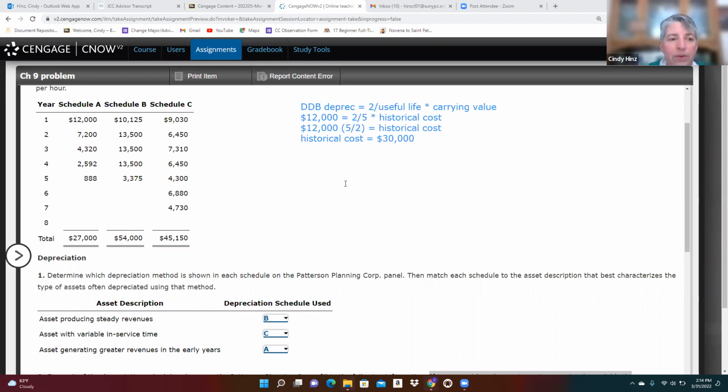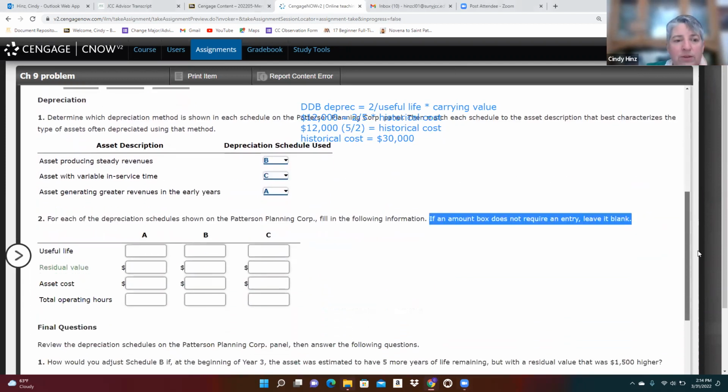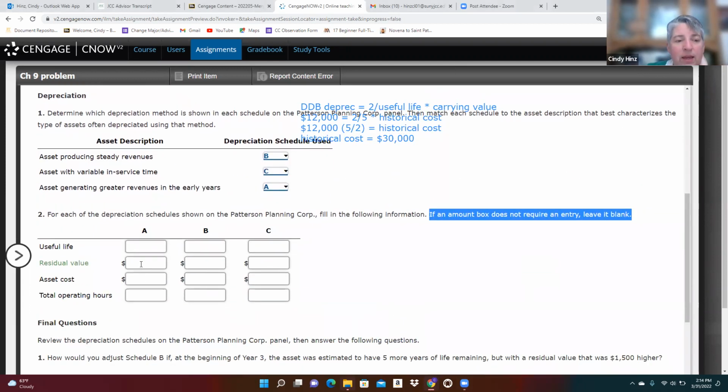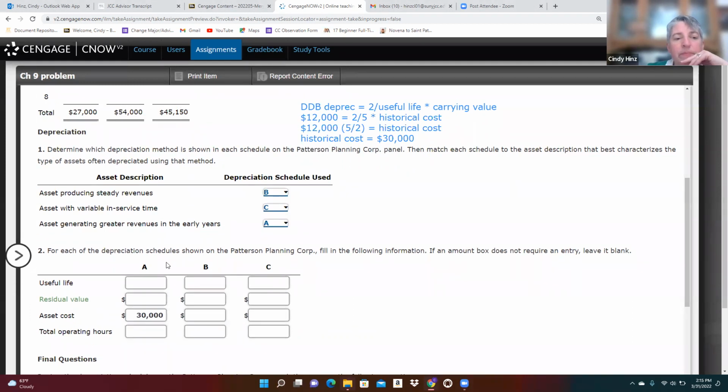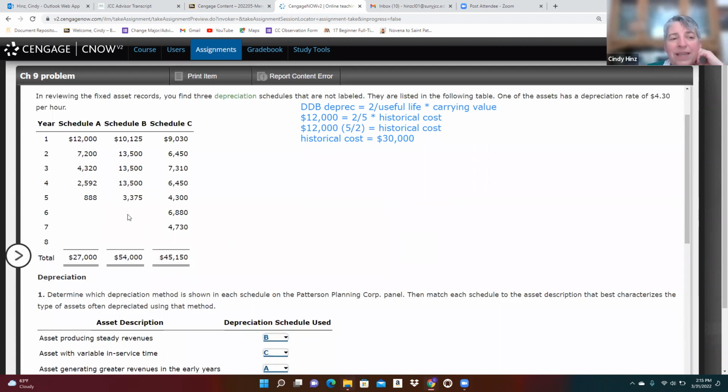Was everyone able to get 30,000 for that? Yes. Okay. Let me scroll down and we can enter that. So we're working on Schedule A. The asset cost would be $30,000. Okay. We already identified the useful life as being 5 years. So let's look at the residual value. How much depreciation did we report in those 5 years that we used the asset? It's right here.